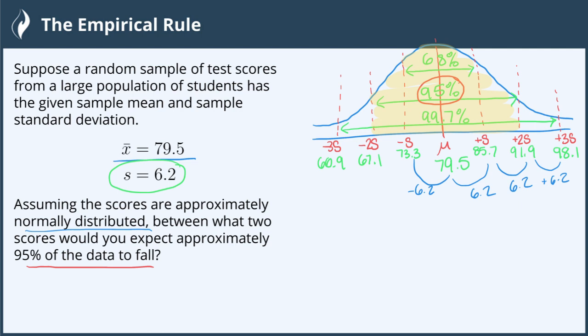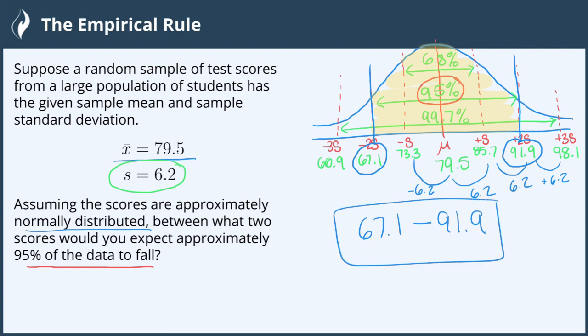So we have the score that correlates to 2 standard deviations below, which is 67.1, and 2 standard deviations above, which is 91.9. So we know our 2 scores between which 95% of the data will fall, which is 67.1 and 91.9. And we're all done.